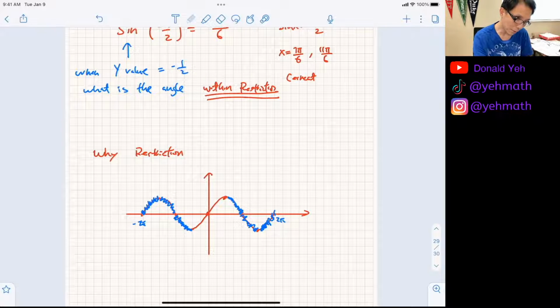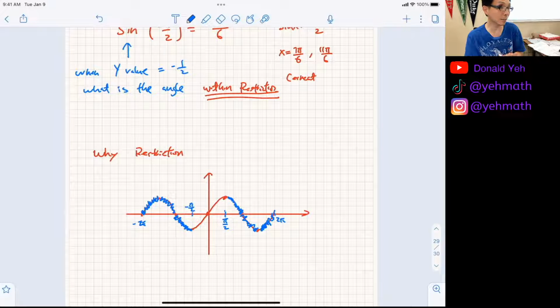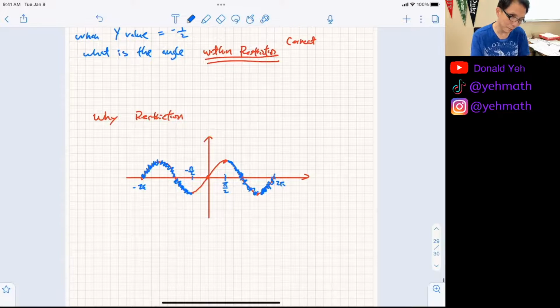Yes. So what happened is that this peak here is pi over 2, and this is negative pi over 2. So there's a restriction from negative pi over 2 to pi over 2, because that's a domain restriction. You have to restrict to this place. Okay, so that's the case, that's why your answer has to be within this.